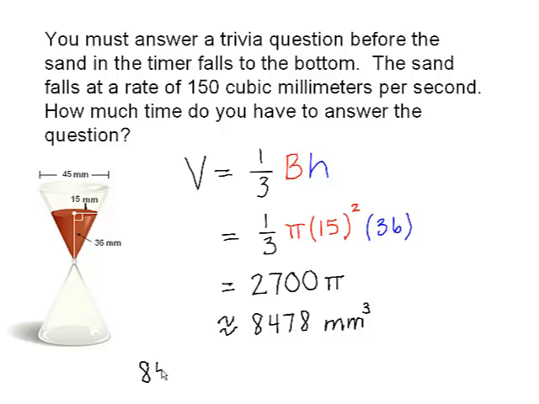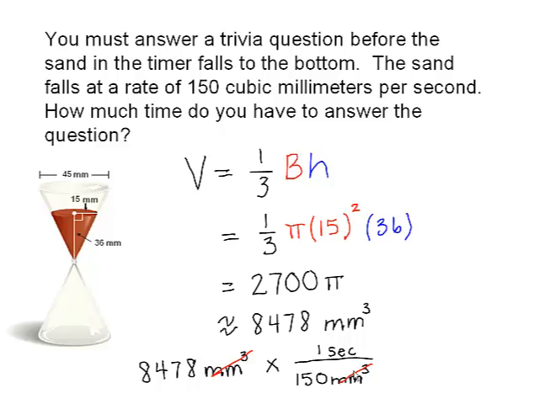We have 8,478 cubic millimeters, and we multiply this by the rate. Make sure that we have the cubic millimeters in the denominator. So we have 150 cubic millimeters per second. Notice that we can divide out the cubic millimeters and we are left with seconds.